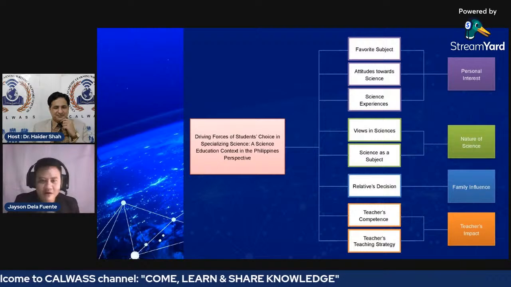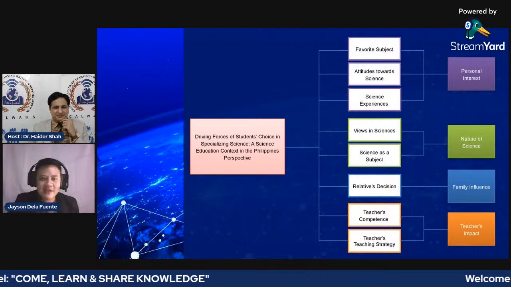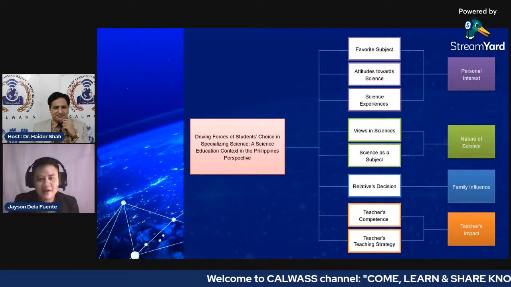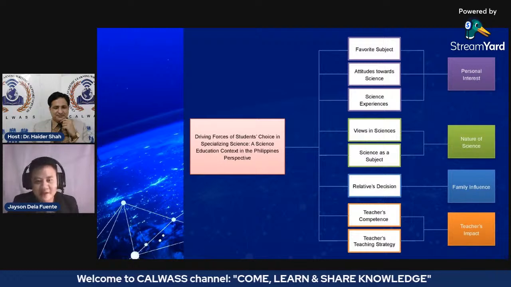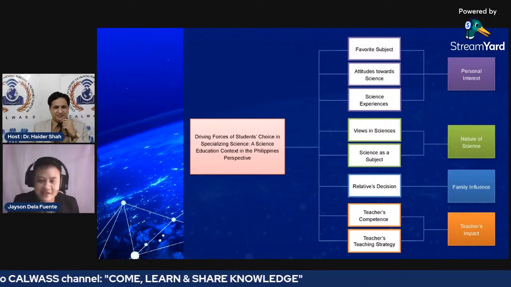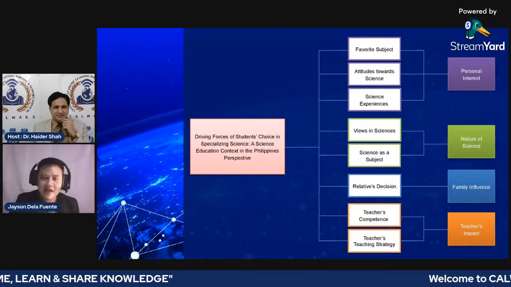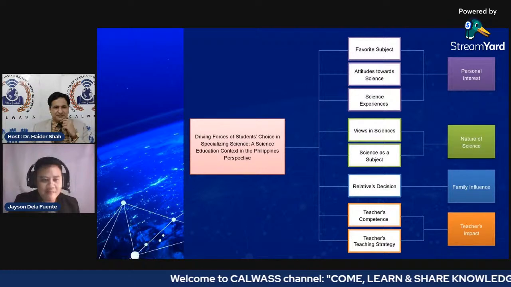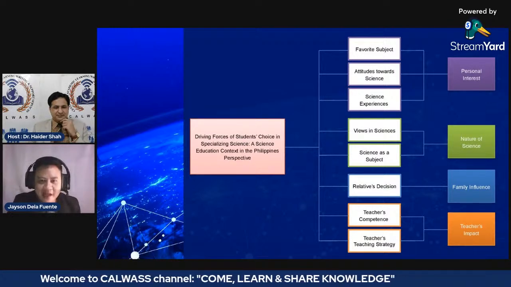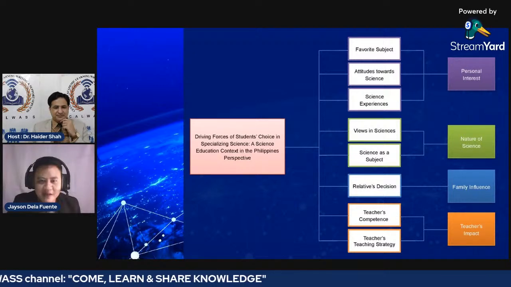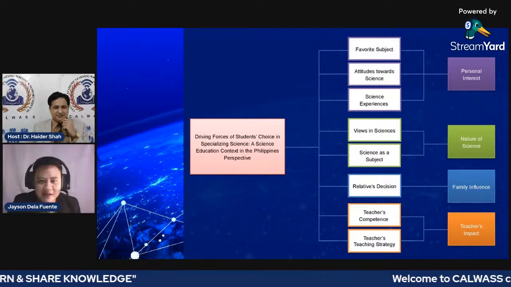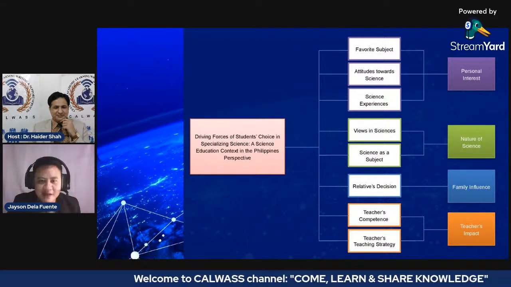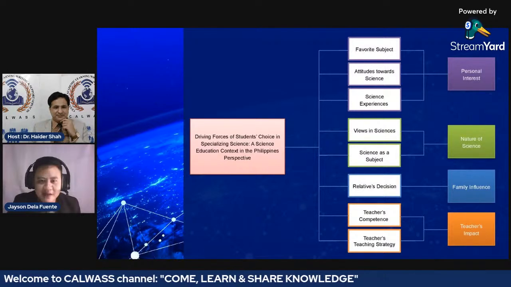As expressed by my participants, why do they choose science? Because first, it is their favorite subject. Their attitudes towards science, that they really love science. Their science experiences, that they do experiments, etc. Then this cluster was analyzed to form a theme. These three, favorite subject, attitudes towards science, and experiences, are considered as the personal interests of the participants. So this is now my final theme. Out of the clusters given, I generated my final theme, personal interests.